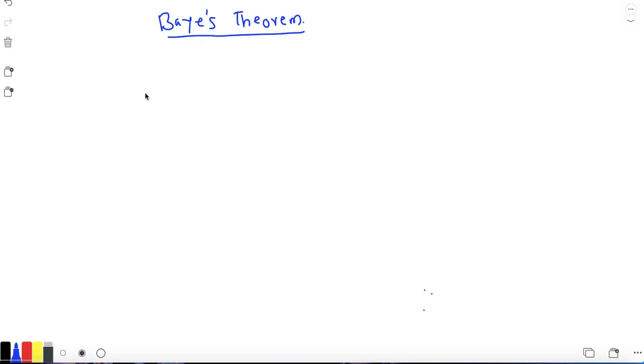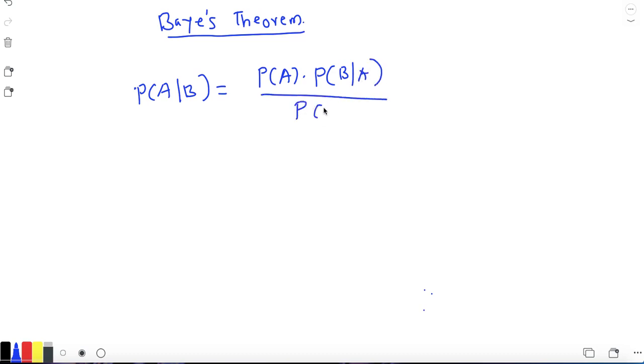So the Bayes theorem states that probability of A given B is equal to probability of A into probability of B given A divided by probability of B. That's what Bayes theorem states. So let's try to prove this Bayes theorem. So here is the proof of Bayes theorem.